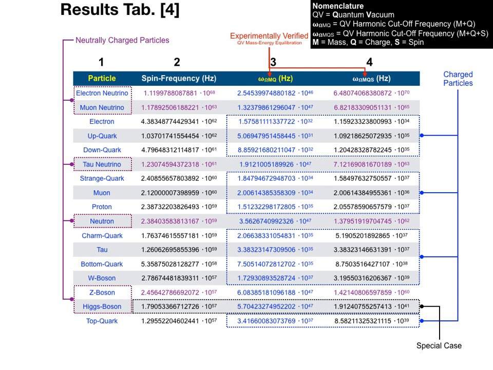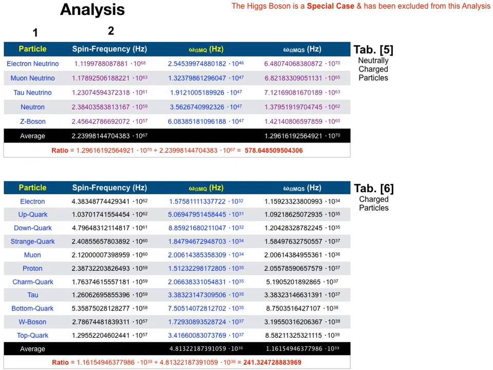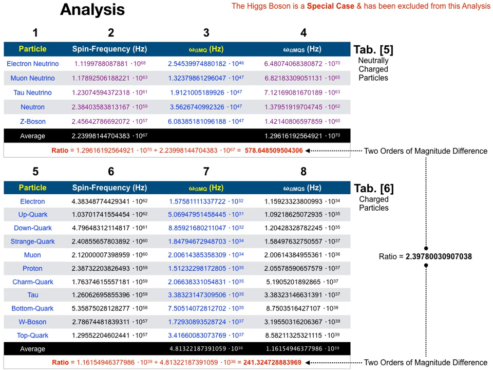Okay, let's now analyse what we have derived so far. The first thing we will do is take a closer look at the orders of magnitude relationships we just mentioned. We can see that the relationship between columns 2 and 4 on Table 5 is 2 orders of magnitude, as expected. Moreover, the relationship between columns 7 and 8 on Table 6 is also 2 orders of magnitude, once again as expected. From these orders of magnitude relationships, we can see that the ratio between them is approximately 2.4. This implies that our spectral convergence solution, which incorporates spin angular momentum, is seemingly consistent across the entire population of neutrally charged particles and charged particles.